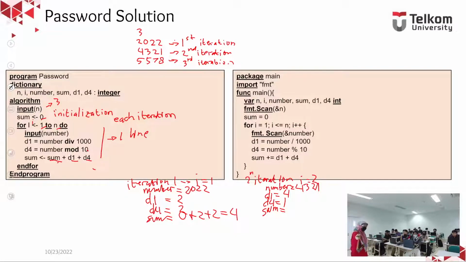The previous value of sum is 4. Okay? The value of sum on the previous iteration. Got it? Accumulated. The value of sum will be incremented by accumulation. Okay? 4 plus D1 is 4 and D4 is 1. So the value of sum will be 9. Okay, now the last iteration.